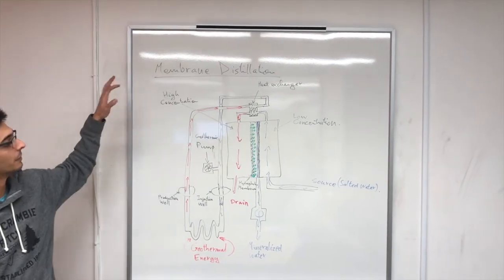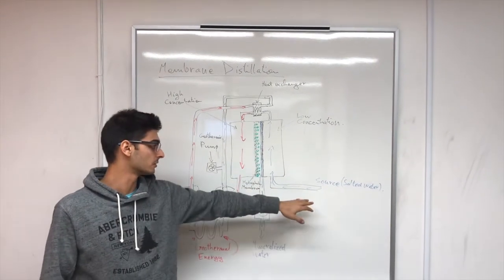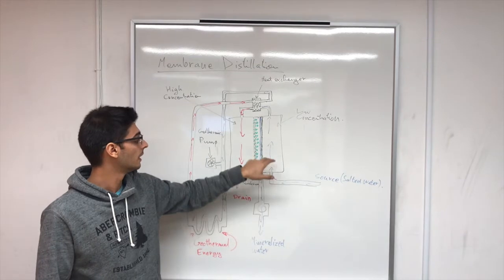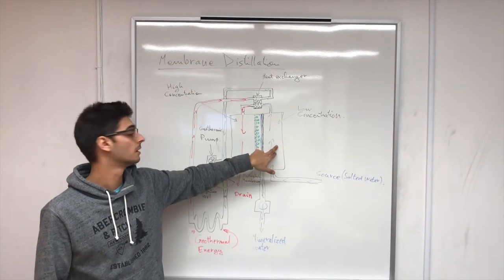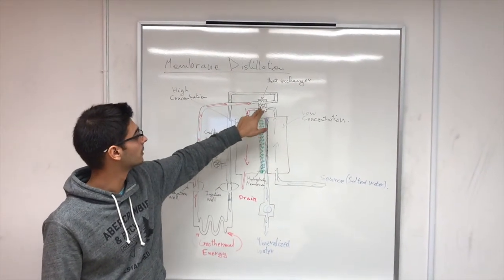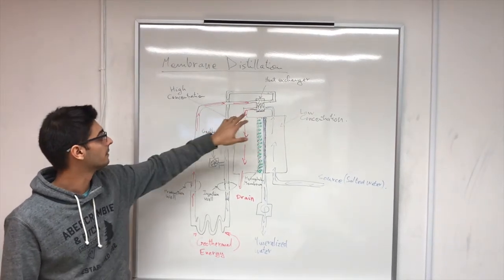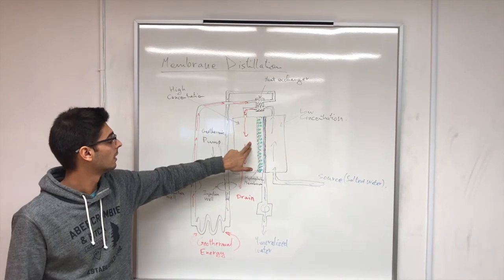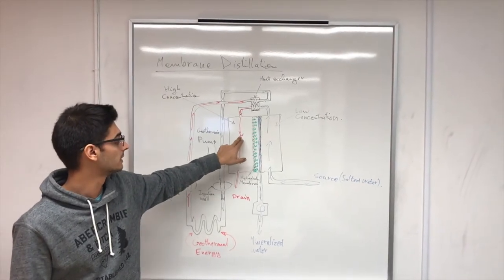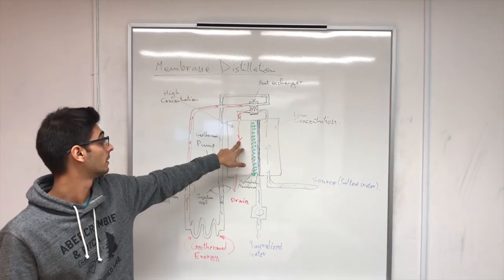Alright, so how does membrane distillation work? First, you have a source of salted water which goes through the pipe and gets to the first part of the container. After that, it flows through the heat exchanger, which is powered by the geothermal energy, and then it goes to the second part of the container. And when it gets to the second part, it's basically heated up.